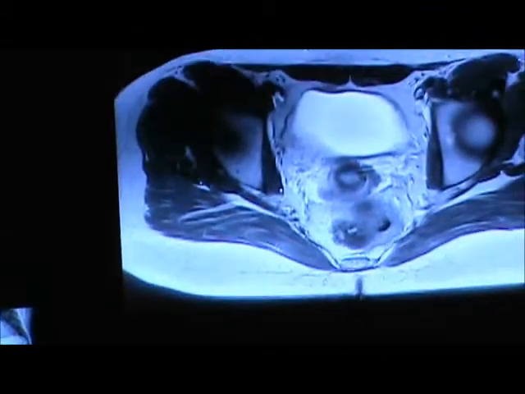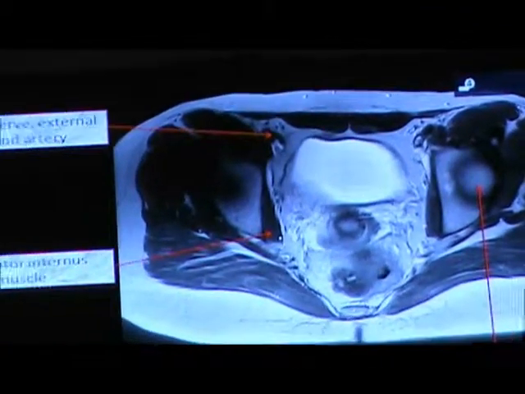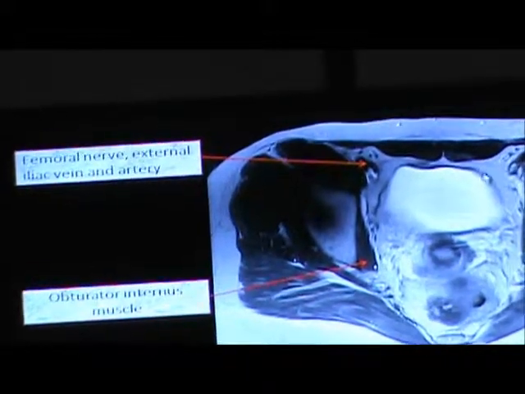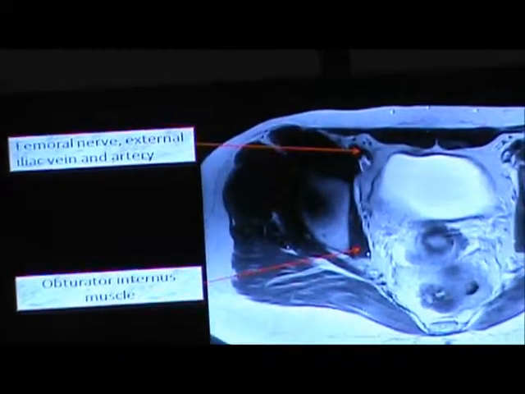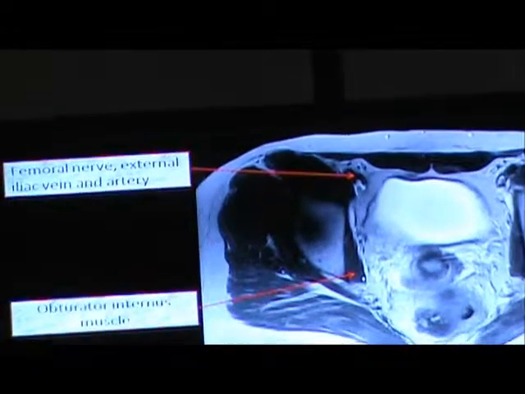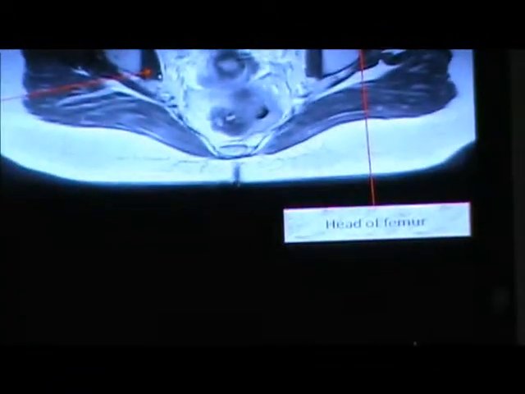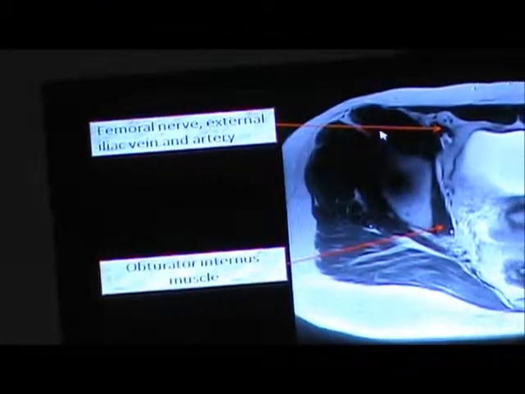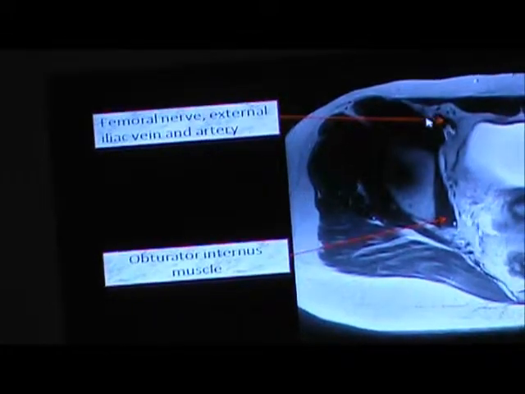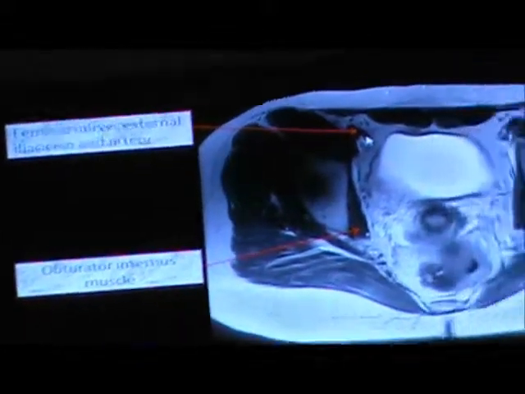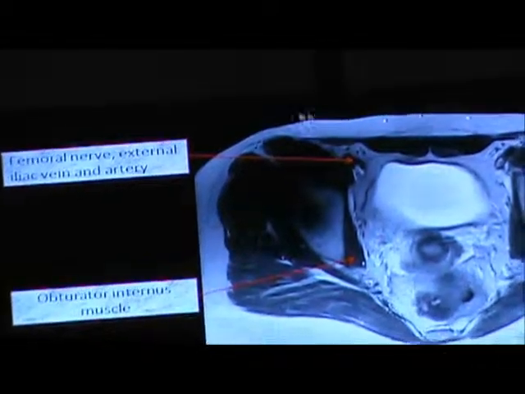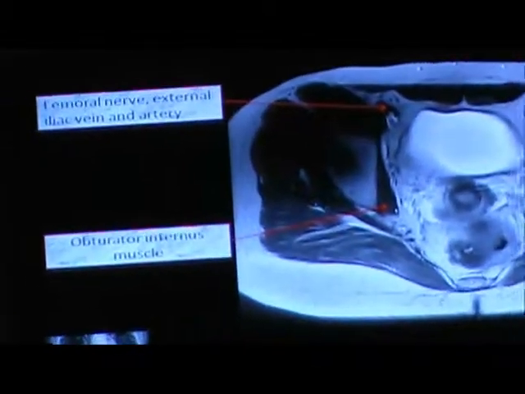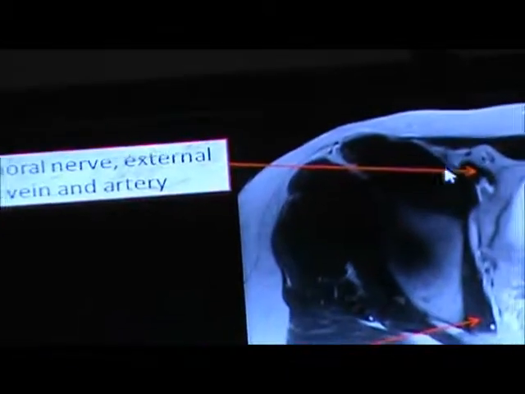And as we go a little lower, we can see the urine-filled urinary bladder. Some bony structures also can be seen here, part of the hip joint, for example, the head of the femur, and the structures that lie anteriorly to the iliopsoas muscle, which is here. So we have the external iliac vein and artery, as well as the femoral nerve. Somewhere here should be also the femoral branch of the genitofemoral nerve. We can distinguish those using this method.